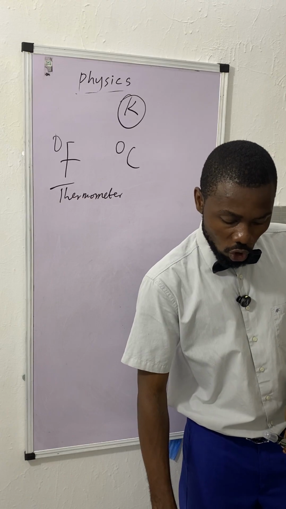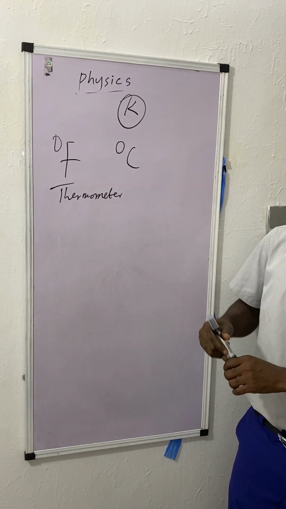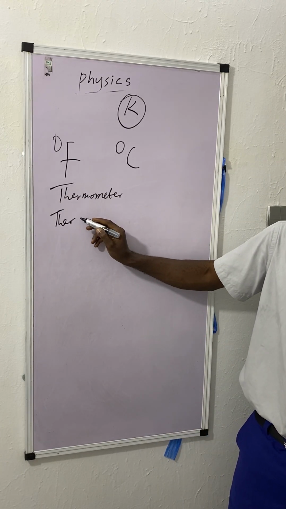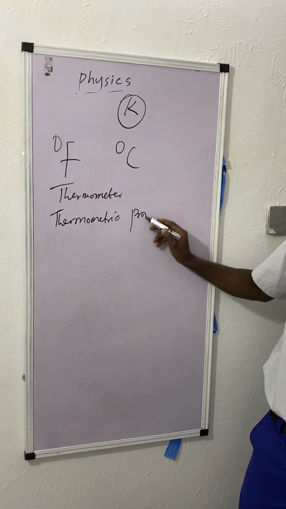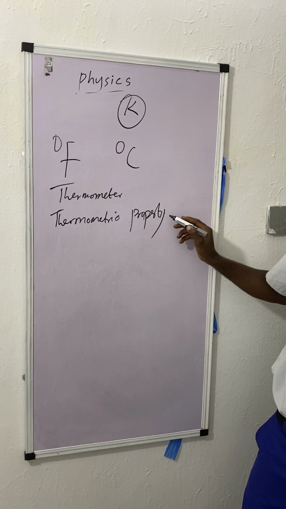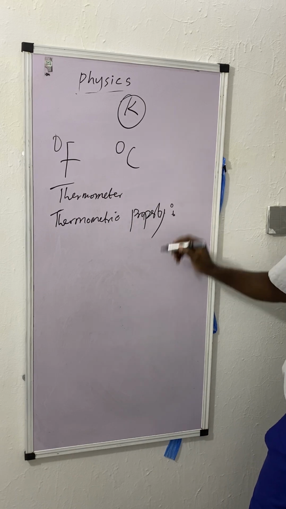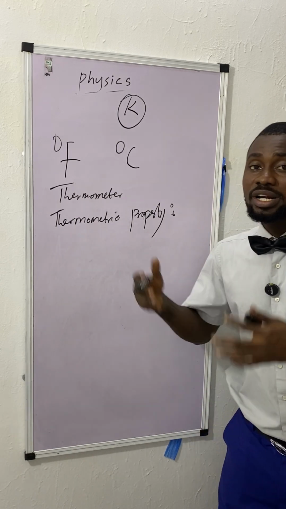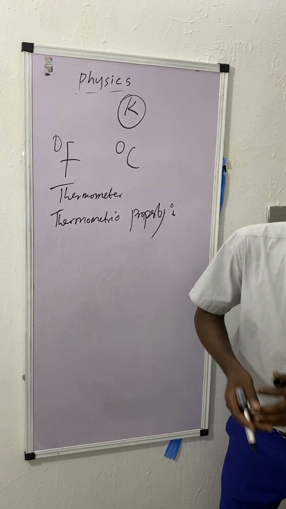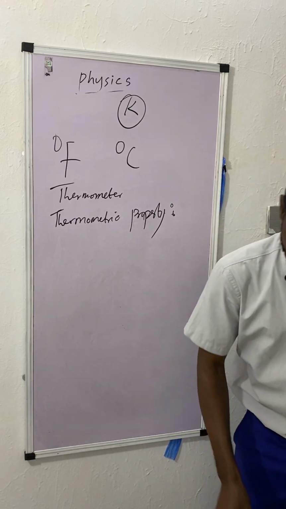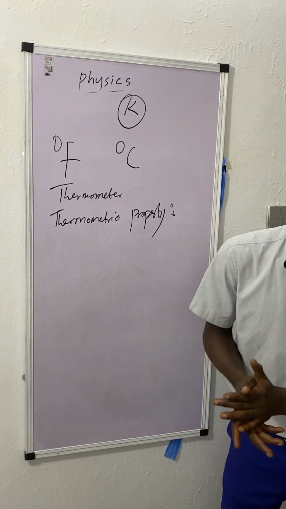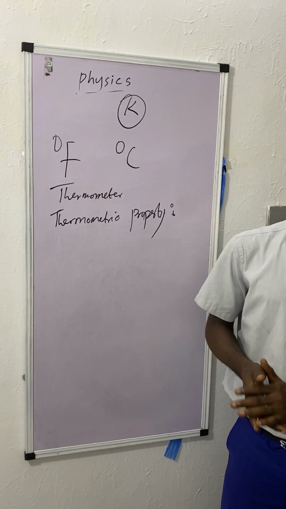Or, okay, let's just look at thermometric property in general. Thermometric property of a substance is the ability of a substance to respond to change in temperature. Depending on the way the substance responds, the ability to quickly respond to change in temperature. That's what the thermometric property of a substance is.